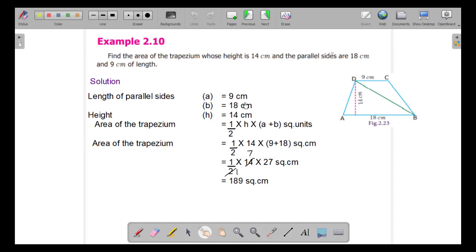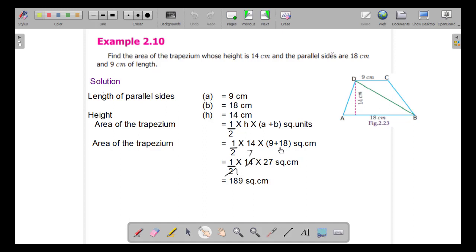So let us start with the given details. Length of parallel sides: A is equal to 9 cm, B is equal to 18 cm, height H is equal to 14 cm. So we know the formula. Area of the trapezium is equal to half into H into (A plus B) square units. By putting these values in the formula, we get an expression like this: half into 14 into (9 plus 18) square centimeter.